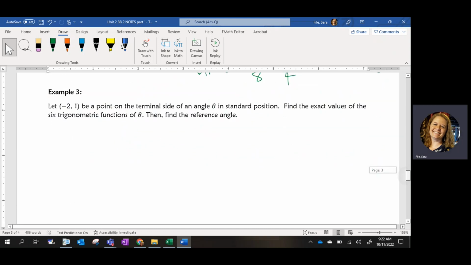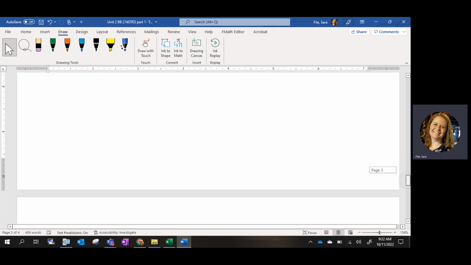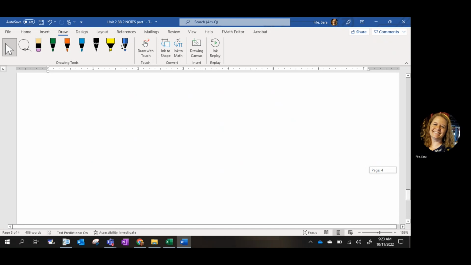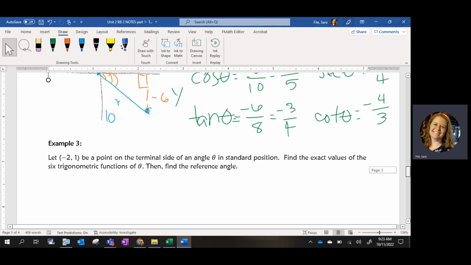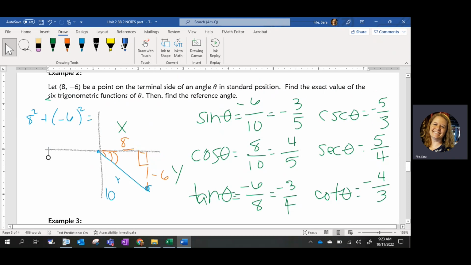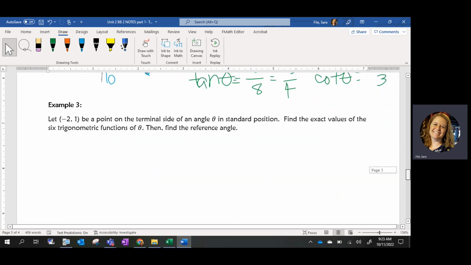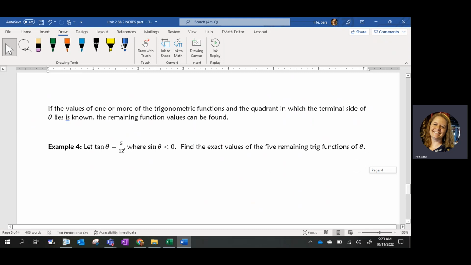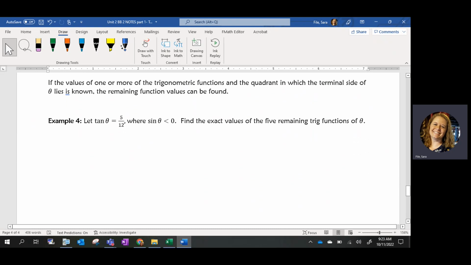For the sake of time, I'm going to skip example 3 because I think y'all probably get the idea. You're doing the same thing you did in example 2. We can go back over it when I'm back in class, and we're on regular schedule Thursday. But let's jump ahead to where it says if the values of one or more trig functions and a quadrant on the terminal side of theta are known, you can find the other 5 trig functions.